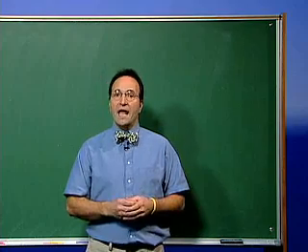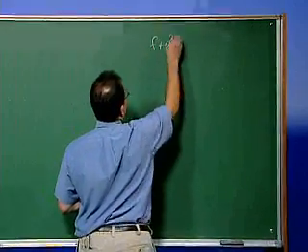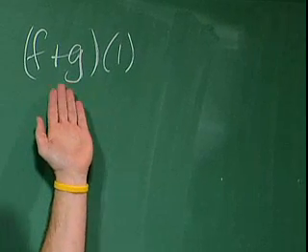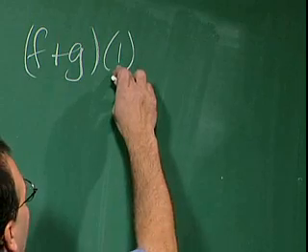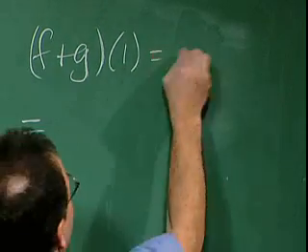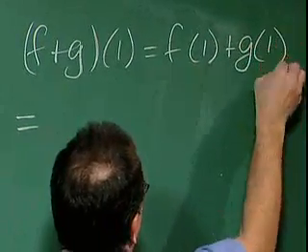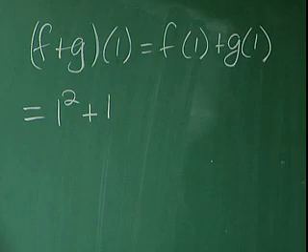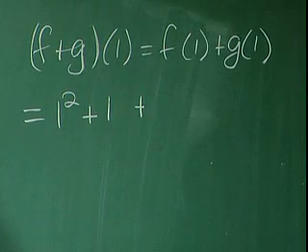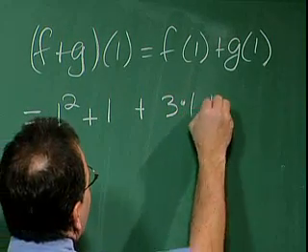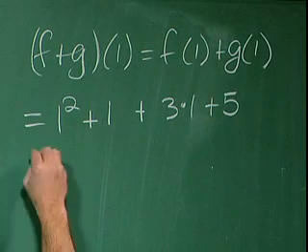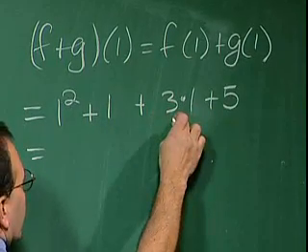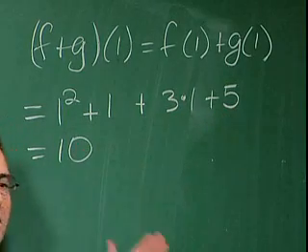Okay, so let's start with the first one, f plus g of 1. All right, so we need to add together the two functions f plus g, and we're evaluating what is equal to 1. So this is going to be equal to f of 1 plus g of 1. So f of 1 is equal to 1 squared plus 1. Then we add g of 1, and g of 1 is going to be 3 times 1 plus 5. And that's going to be equal to 1 squared is 1, plus 1 is 2, plus 3 times 1 is 3, so 2 plus 3 gives us 5 plus 5, so that's equal to 10.